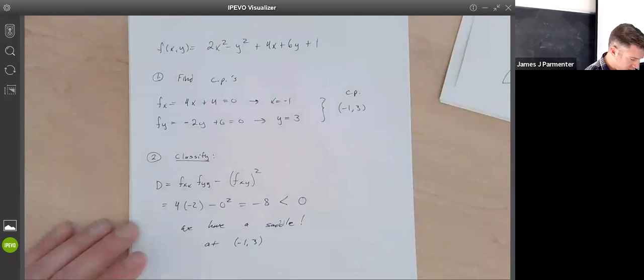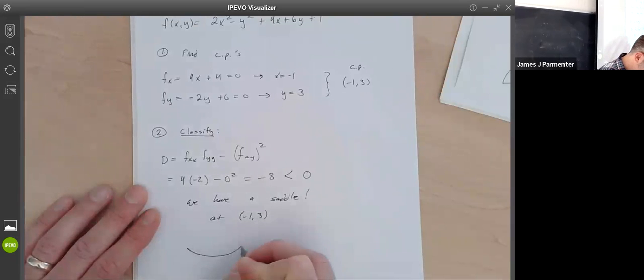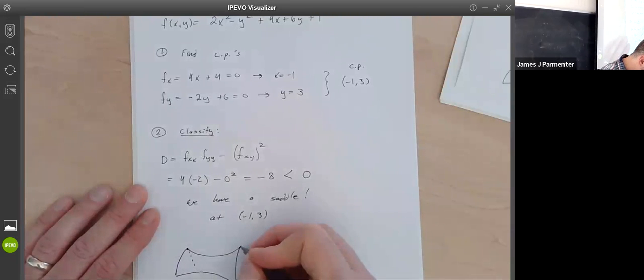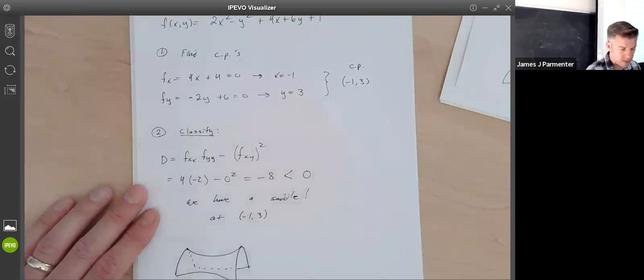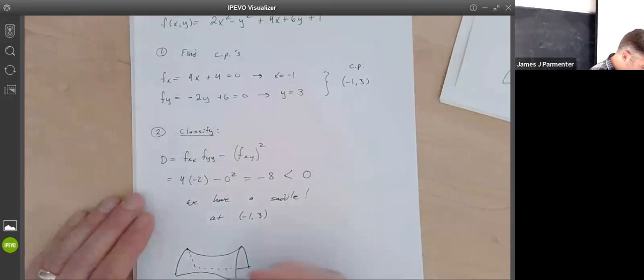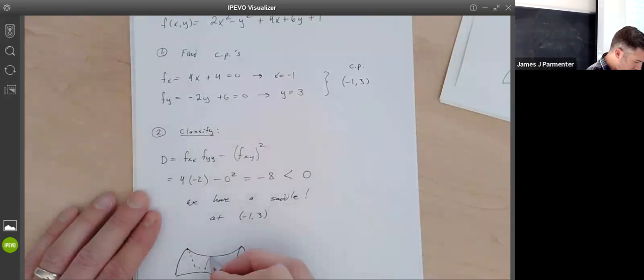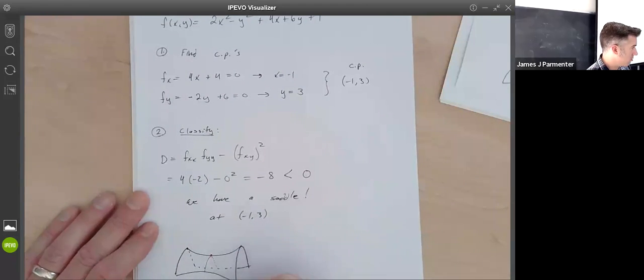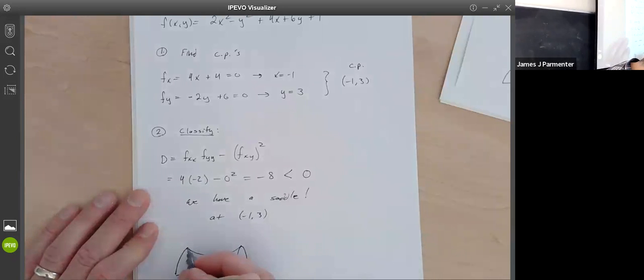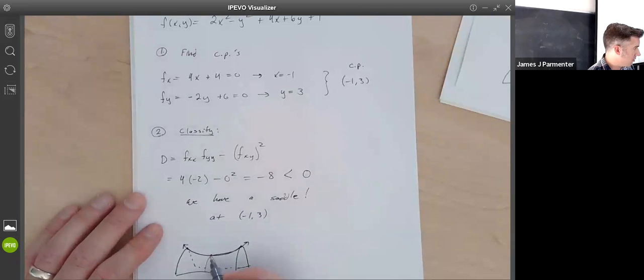And what's happening with the saddle is you've essentially got a maximum in one direction and a minimum in another direction. So in this direction, that point there is definitely a maximum in that direction. Whereas in this direction, that point is a minimum, right? It's the bottom of this curve. It's the top of that curve.